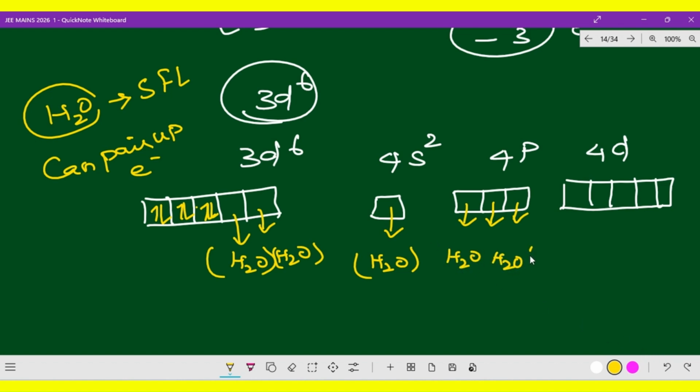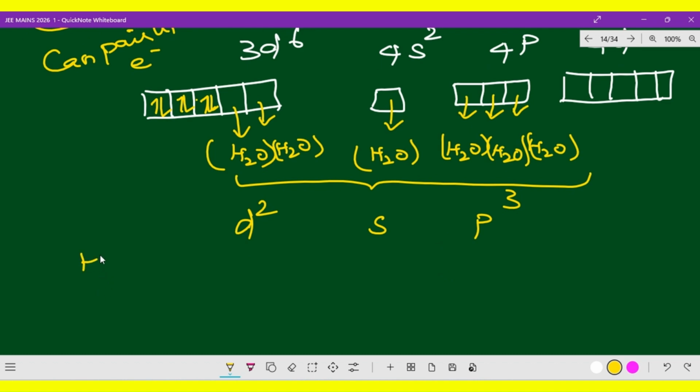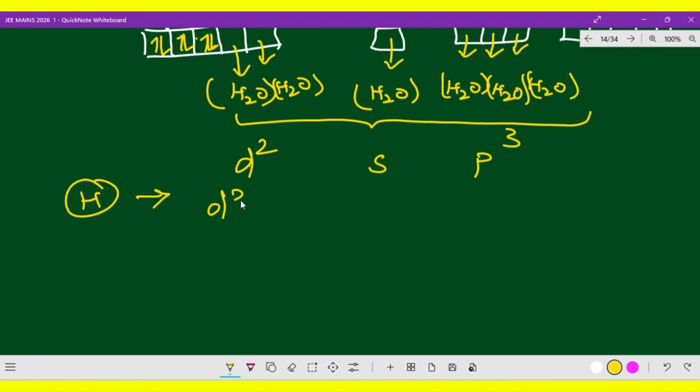H2O, H2O, H2O. How many? There are 6: 1, 2, 3, 4, 5, 6. So 6 ligands have to be filled. So what is the hybridization you'll be getting here? D orbital 2, S orbital 1, and P orbital 3. So d2sp3 hybridization. So it is octahedral, right?